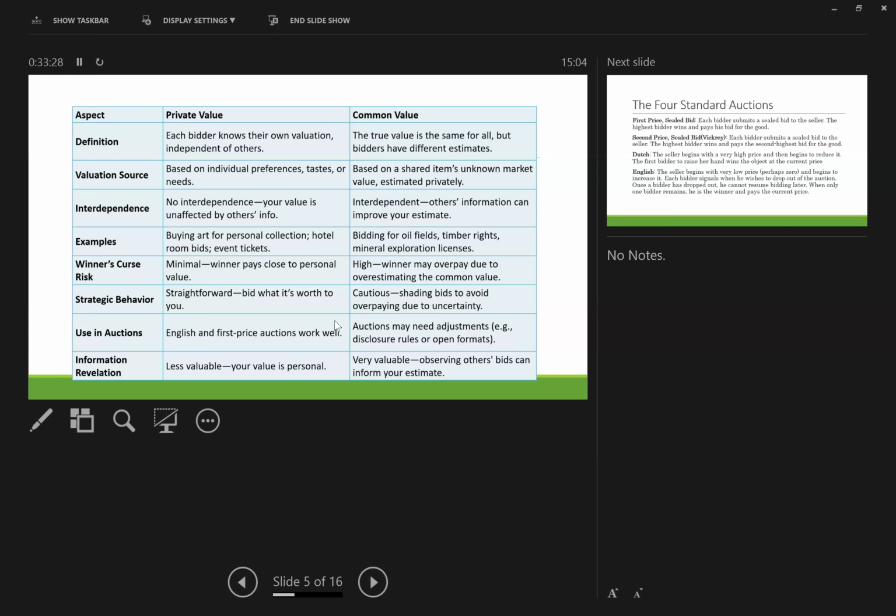For the private value, as in the examples we looked at last week, we could think of the English and first price auctions. And for the common value, in most cases we'll need some adjustments during the auctions. For example, we have what we call the open formats or the disclosure rules. When they are doing such an auction, maybe there is a rule as far as governance is concerned that they need to disclose this and that. That will inform the bidders so that they don't fall into the winner's curse trap too much. But whatever be the case, you have certain information, but you still don't know the true value.